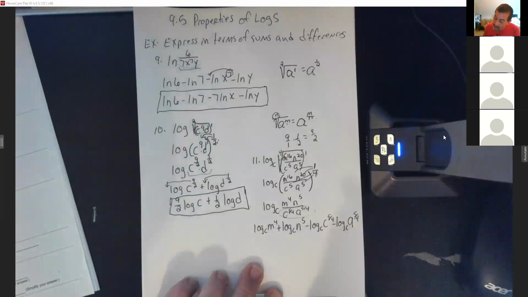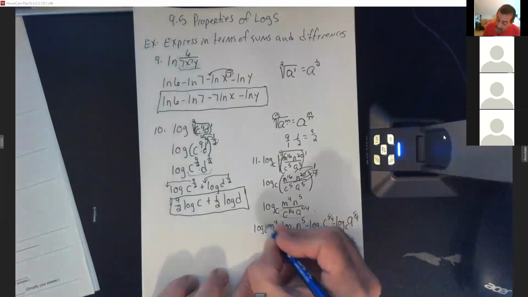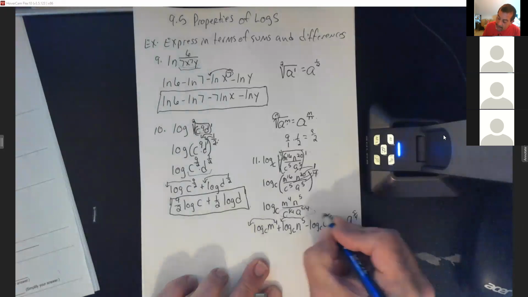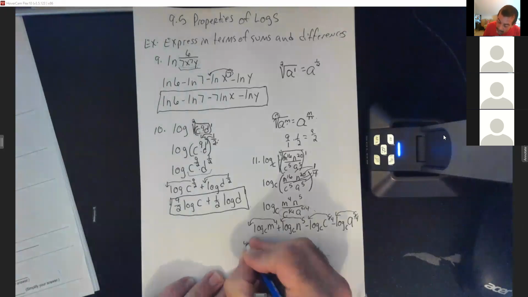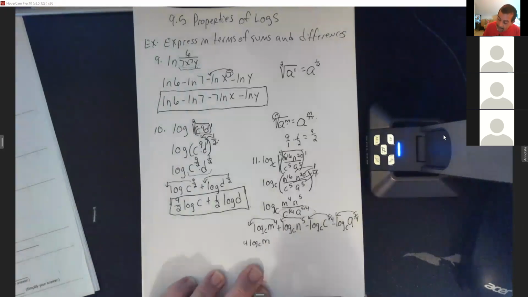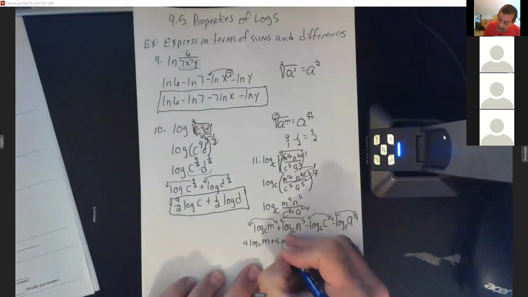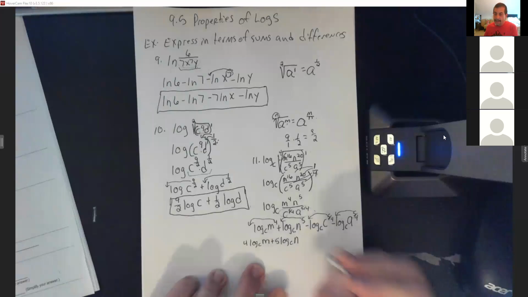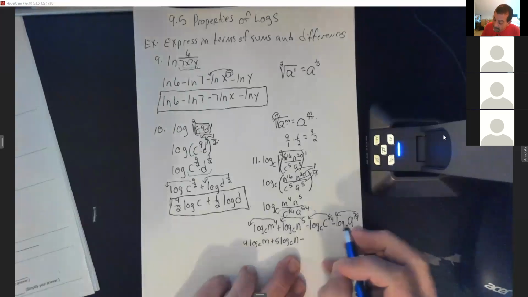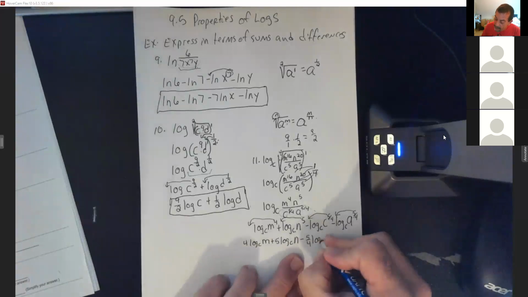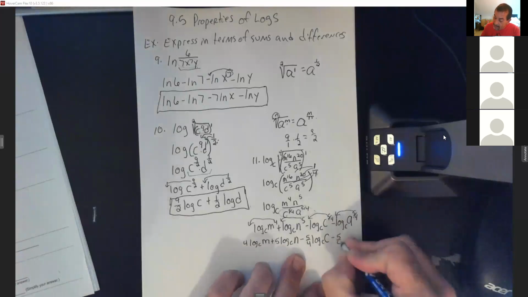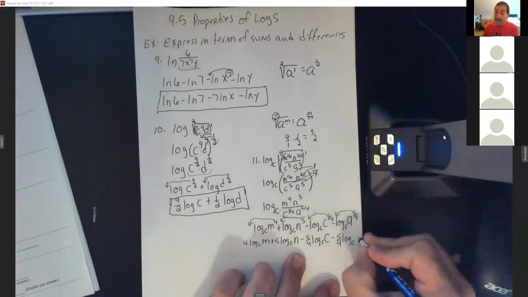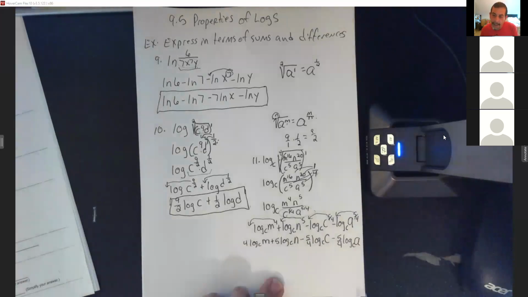But remember, my next move, I got all these exponents. So all these exponents got to be brought down to the front. So this will give me 4 log c of m plus 5 log c of n minus 5/4 log c of c, and then minus 5/4 log c of a. And y'all, unfortunately, I've got one more thing to do to this.